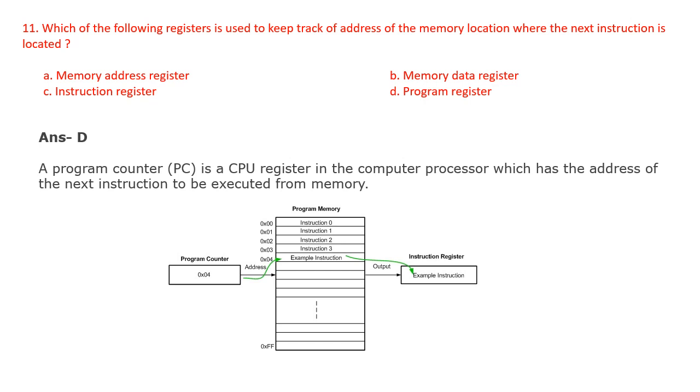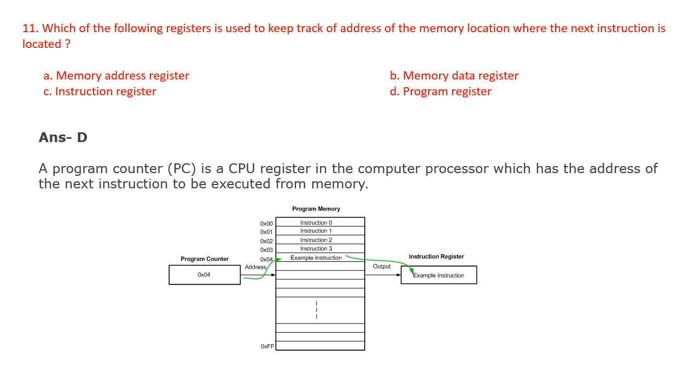So the next question is, which of the following registers is used to keep track of the address of the memory location where the next instruction is located? The options are memory address register, memory data register, instruction register, or program register. Ideally it should be program counter.